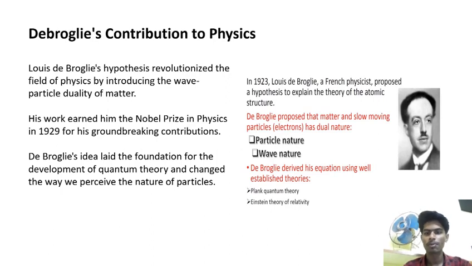De Broglie proposed that matter and slow-moving particles have dual nature. This is the main principle of de Broglie's hypothesis. De Broglie derived his equation using well-established theories: Planck's quantum theory and Einstein's theory of relativity.